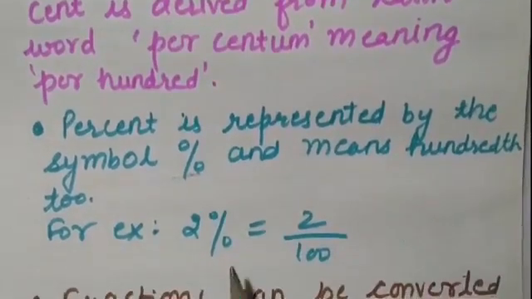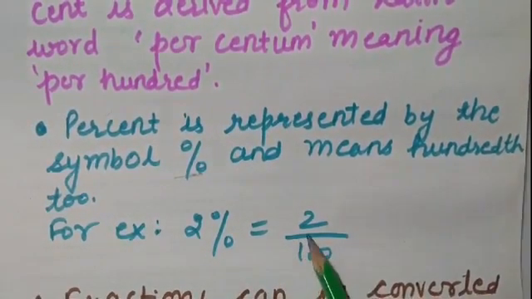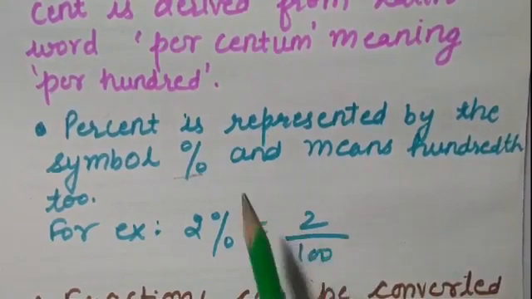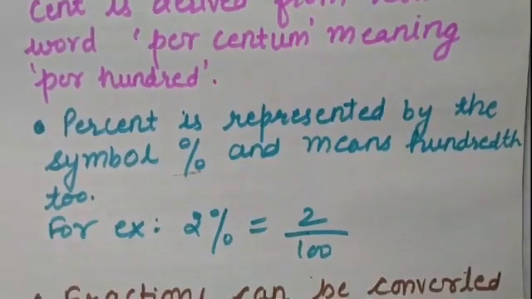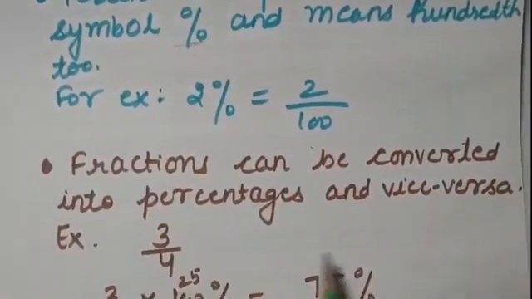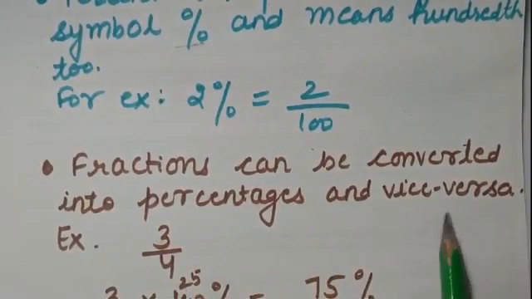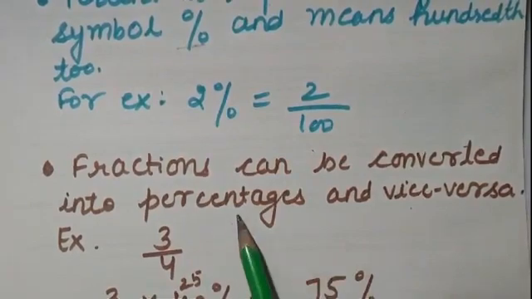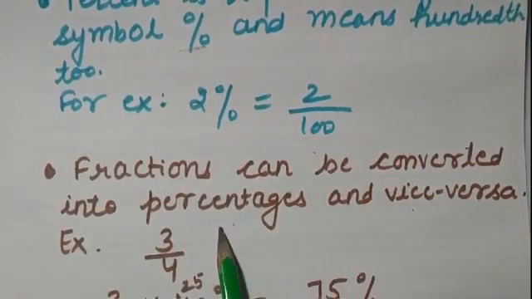For example, 2% means 2/100, we can say 2 parts out of 100. So percentage simply means out of 100, or you can say hundredth. Now fractions can be converted into percentages and vice versa. Vice versa means percentages can be converted into fractions and fractions can be converted into percentages.